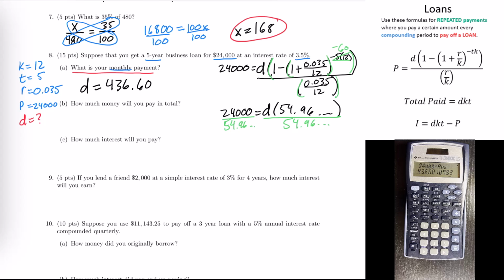$436.60. And I apologize, that's not the monthly deposit, that's the monthly payment. Sometimes I accidentally call it a deposit because it starts with a D. But that's what our monthly payment would be for this business loan.